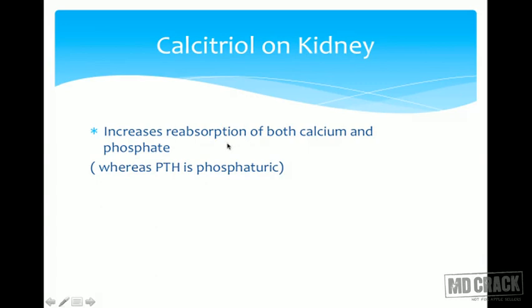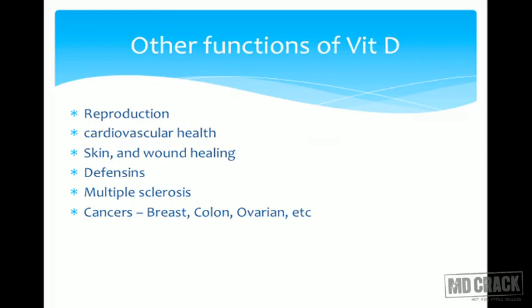So let us see calcitriol on the kidney. Here it increases reabsorption of both calcium and phosphate, whereas PTH is phosphaturic. PTH can only increase calcium reabsorption, whereas with vitamin D, both calcium and phosphate reabsorption are increased. So how do you remember this? P is for PTH, it is phosphaturic. PTH is phosphaturic, meaning it will not cause reabsorption of phosphate, and phosphate is excreted in the urine.